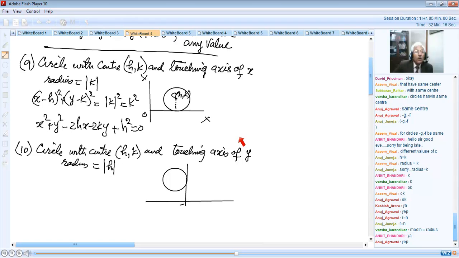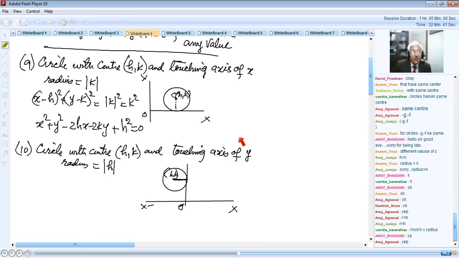Say this is O, this is x dash, this is x. I am taking this to be (h, k). Don't you realize this is the radius? So here h is naturally negative. I have deliberately shown it like that. Therefore radius will be modulus of h.